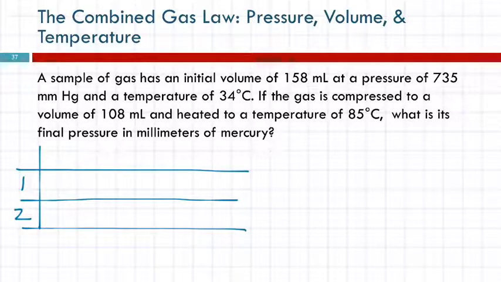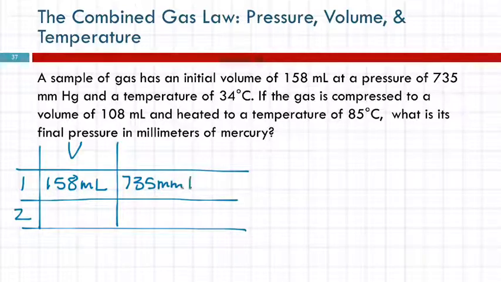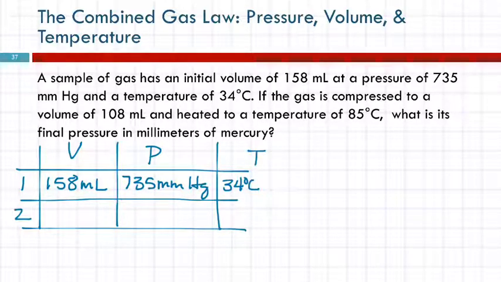First number, 158 milliliters. Okay, so I'll write that down. That's in a column, and that's a volume, so I'm going to call this column V. 158 milliliters at a pressure of, so those go together, 735 millimeters of mercury. That's the pressure. And the temperature of 34 degrees Celsius. What do we have to do with that? Put it in Kelvin. Let's do it right away before we forget. 34 plus 273. This is 307 Kelvin.